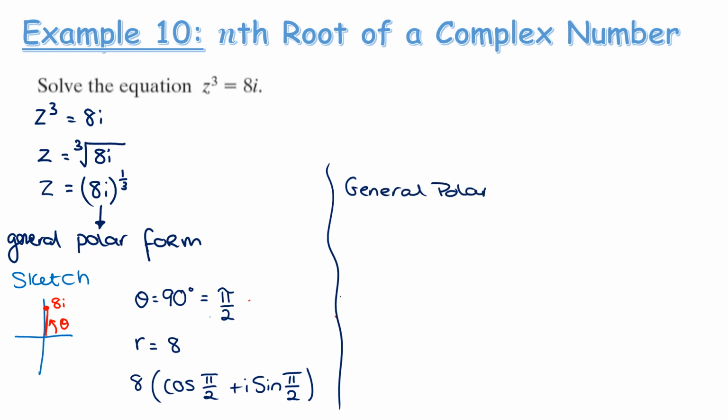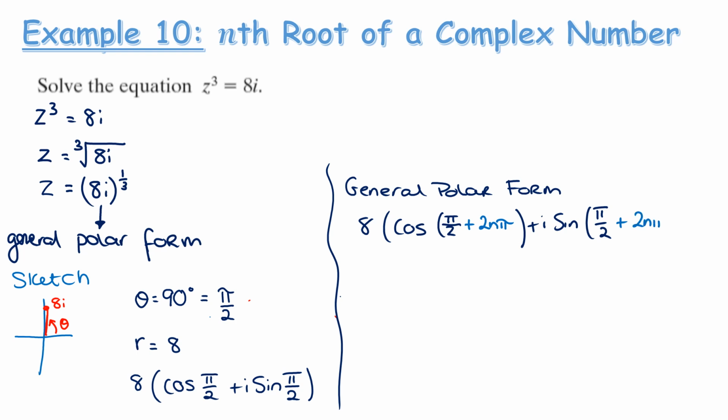That means putting in those rotations, and we're going to put in some number of rotations we don't know. So we're going to have pi over 2, and I'm going to put this in another color so we can see it, plus 2n pi, plus i sine pi over 2 plus 2n pi. Okay, so that is our general form of z cubed.